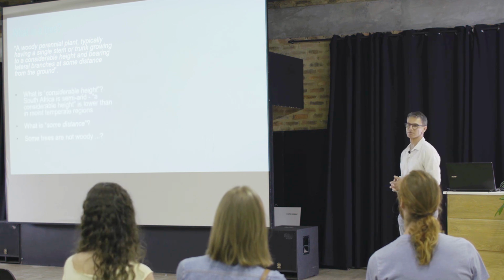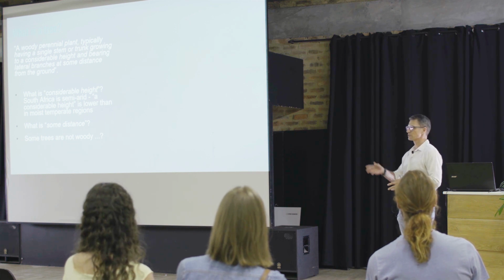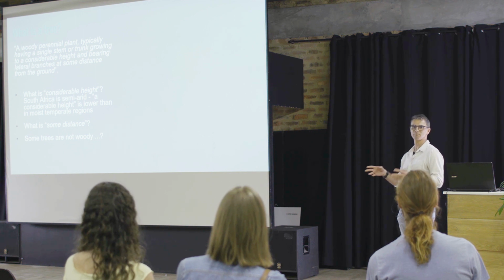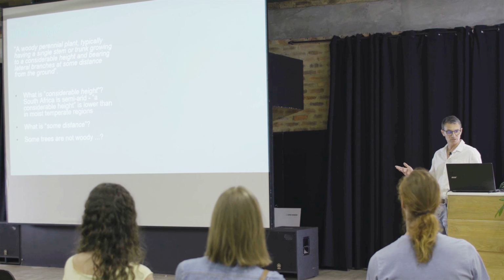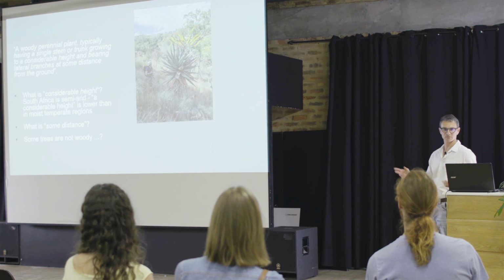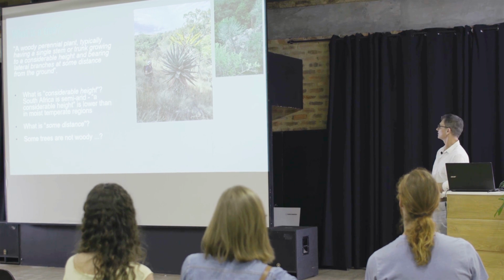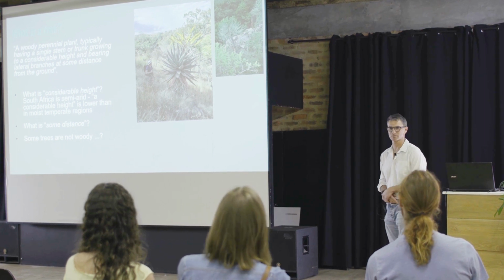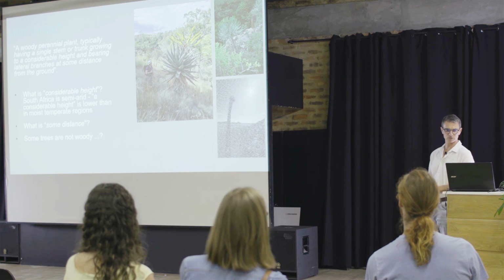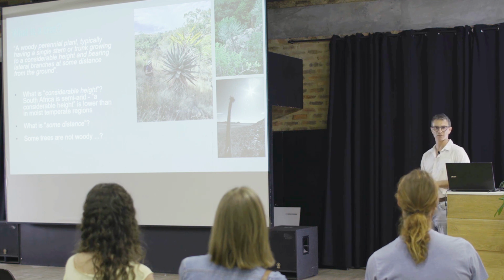So what's considerable height? We live in South Africa. It's a semi-arid country. So considerable height might be completely different here to Europe or one of the cool, wet areas in the world. What is some distance? And as you'll see, some trees are not woody. That's an aloe. It's a succulent. That's a euphorbia. It's a succulent. So none of these trees have wood. So they're also regarded to be trees in South Africa.